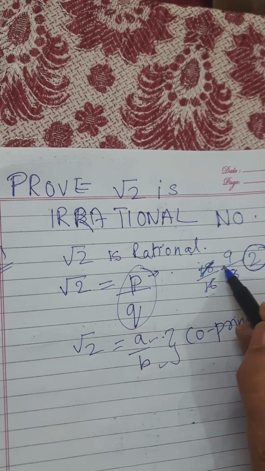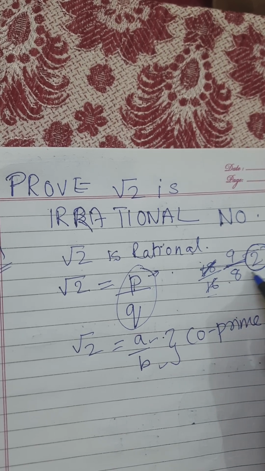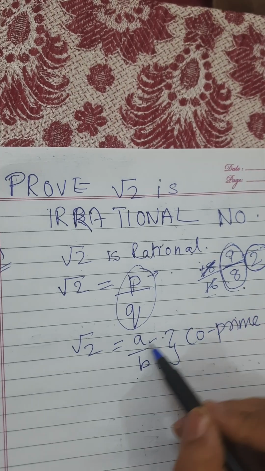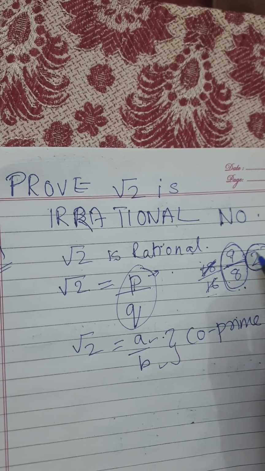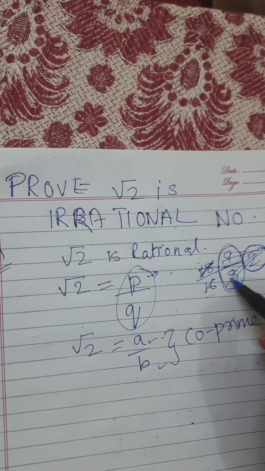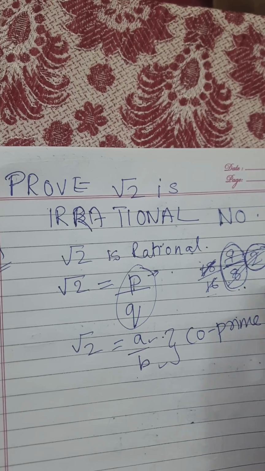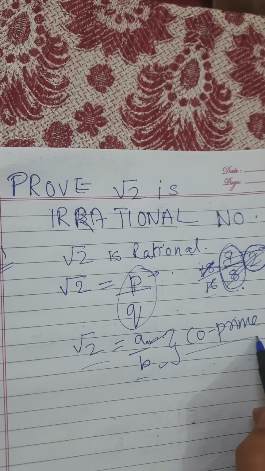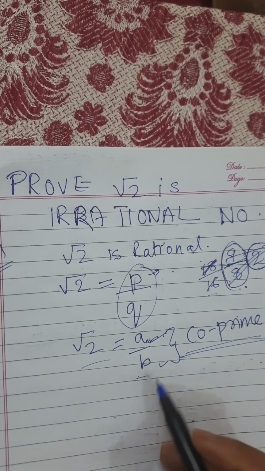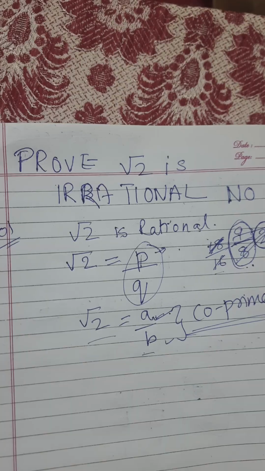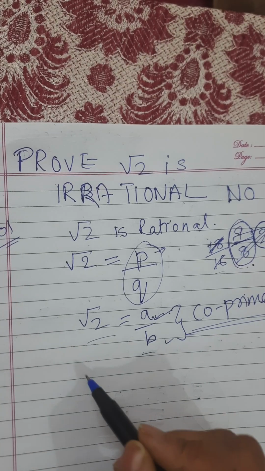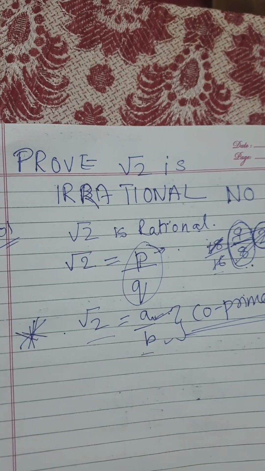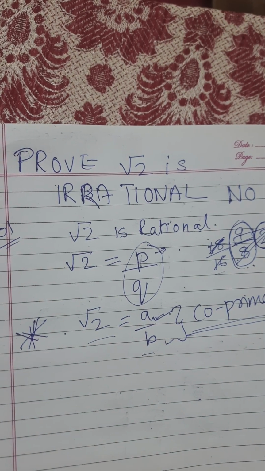But here if you look at 9 and 8, is there a common factor? No, right? So it becomes co-prime. The only number common between them is 1. So we can write 9 into 1 and 8 into 1. So I say root 2 is equal to a by b, which are co-prime, that is they don't have any number common other than 1. Now this is important because based on this we are going to prove that root 2 is irrational.